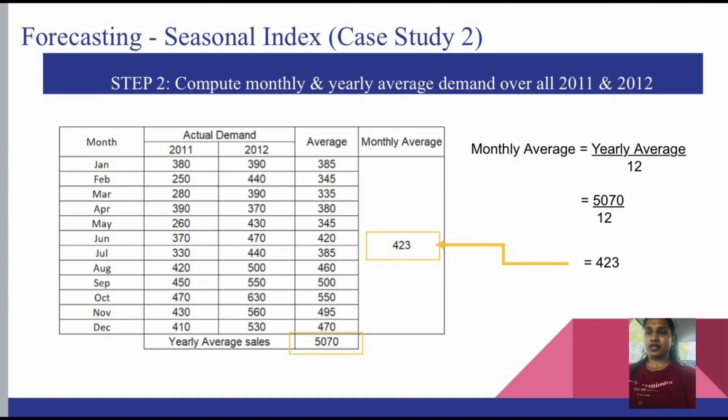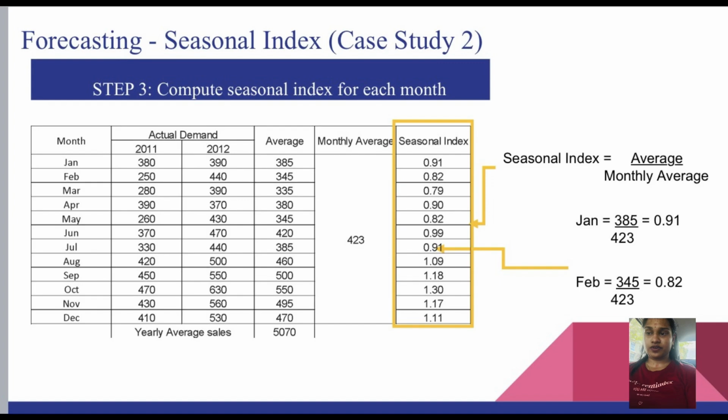Next, as step 3, we compute the seasonal index for each month. To compute the seasonal index, we use the formula: average divided by the monthly average. The average we're going to use is the average that we computed in step 1 for every month. Then for January, we use 385 as the average and divide by the monthly average, which is 423. Then we get a seasonal index of 0.91.